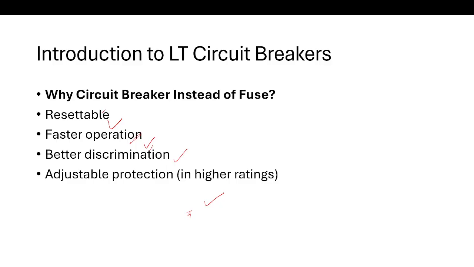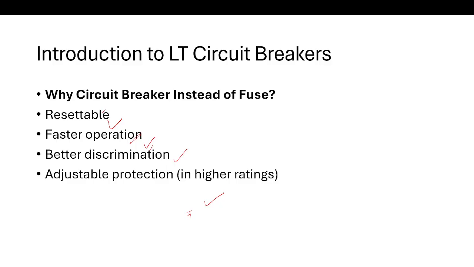Now third is better discrimination. Discrimination means only the faulty section should disconnect, not the whole system. In a fuse, it is difficult to coordinate precisely. If ratings are not properly selected, multiple fuses may blow. Like if 2 ampere fuses are connected in series, all of them will blow, or a rating mismatch happens. So in this case there is less flexibility in graded protection. It will not give better flexibility.